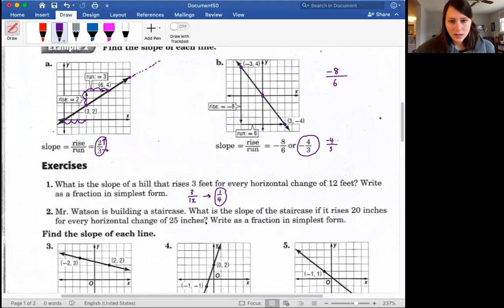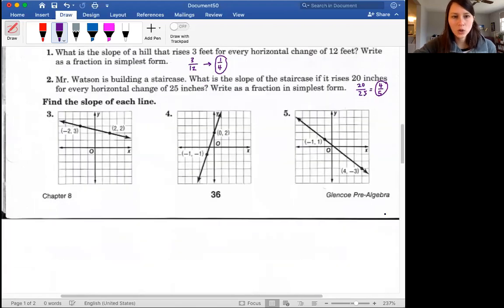Watson is building a staircase. What is the slope of the staircase if it rises 20 inches for every horizontal change of 25 inches? So think of your staircase, 20/25, and we simplify this, that would be 4/5. So that is the slope in simplest form.